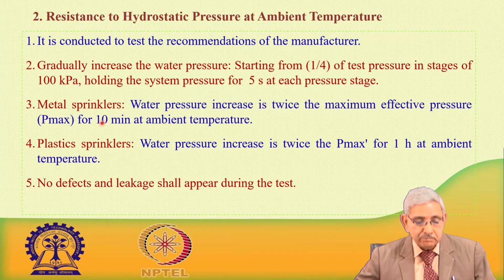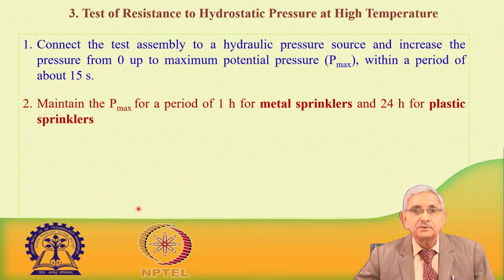For metal sprinkler, this is for the plastics. When metal sprinklers are tested, the maximum pressure is twice the maximum effective pressure for 10 minutes. For plastic sprinkler, this is twice the P max for 1 hour at ambient temperature, and no defects and leakage appear during the test.